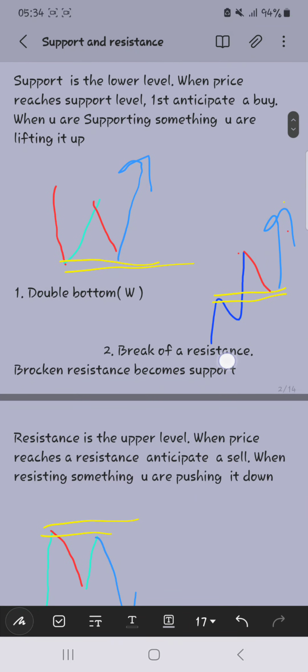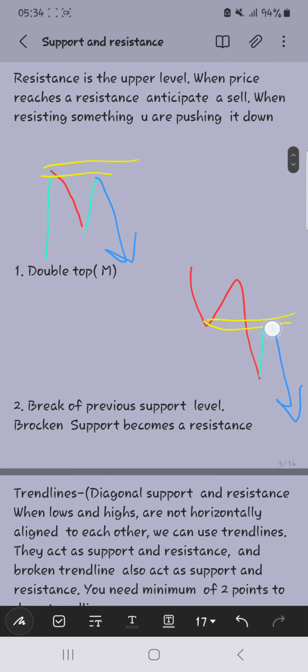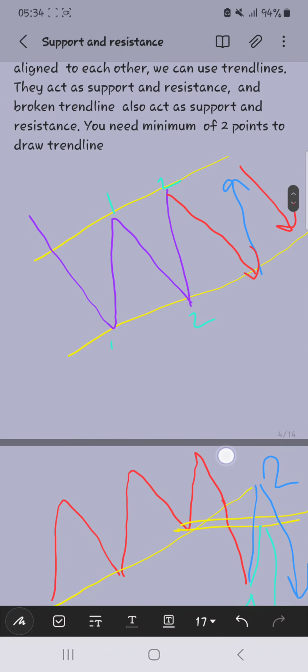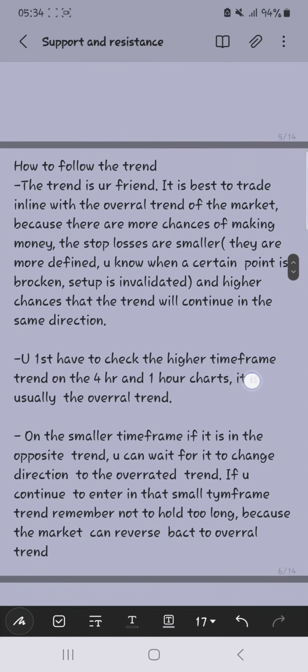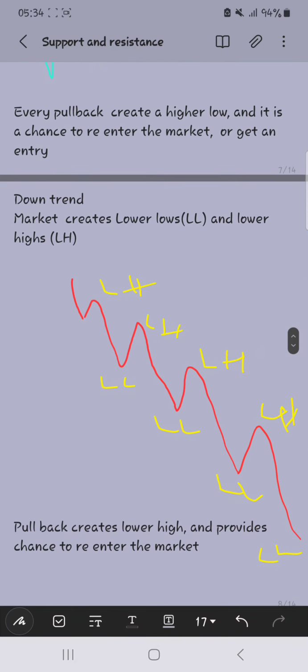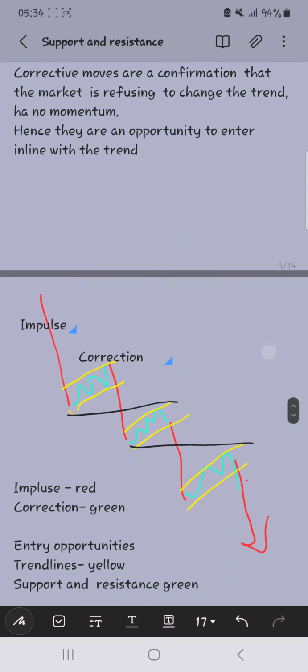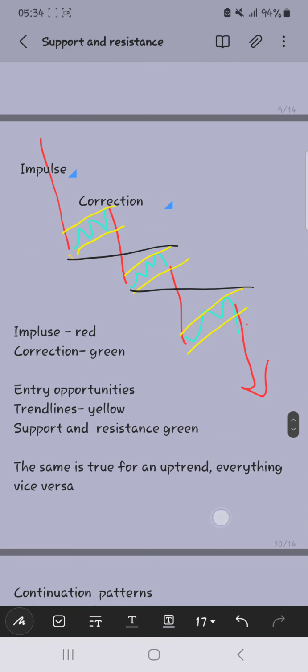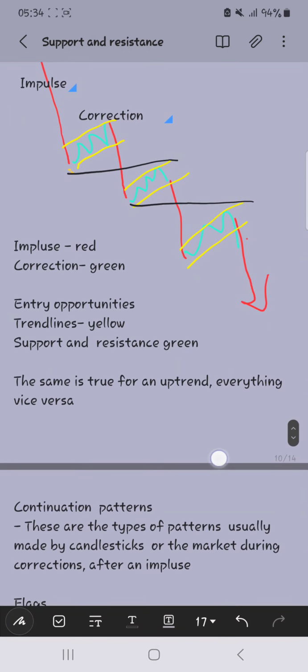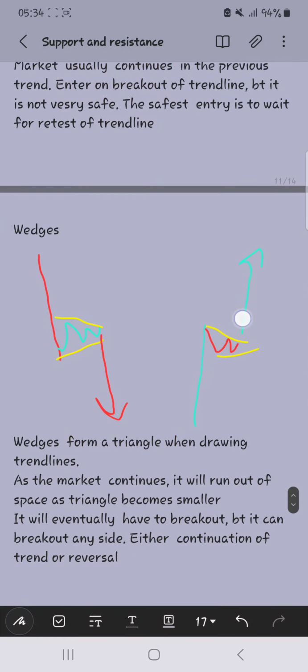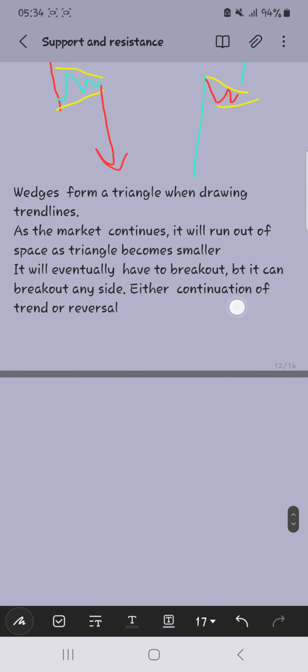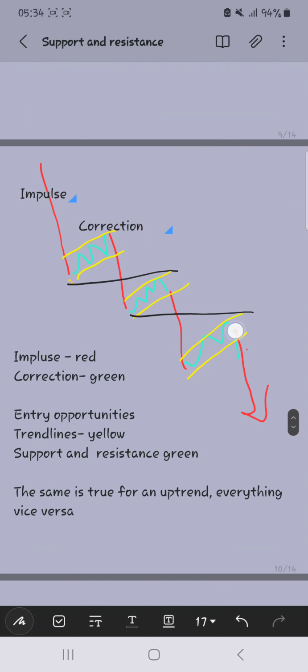So today we're going to be discussing support and resistance, some basic price action concepts, trend lines, how to follow the trend, how to determine where the trend is, and the corrections we have to look for in order to trade. So mainly we're discussing the structure of the market. That's the main purpose of this video.